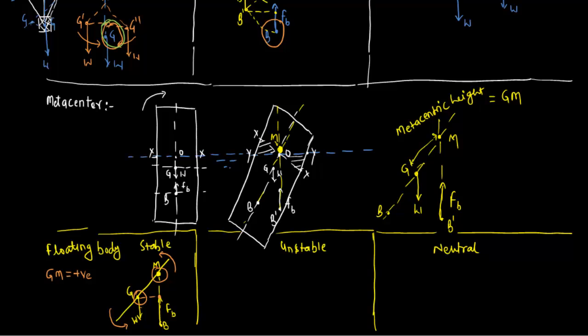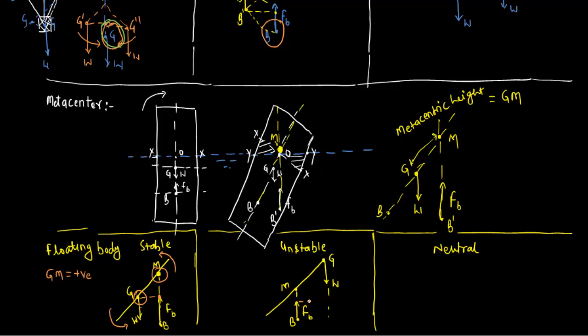So let's take the reverse case. Here is our center of gravity, so the weight is acting over here, and here is our metacenter. This is the center of buoyancy, so the buoyant force will act here. This is the line of action of weight, and this is the line of action of the buoyant force. So let's again check the moment.